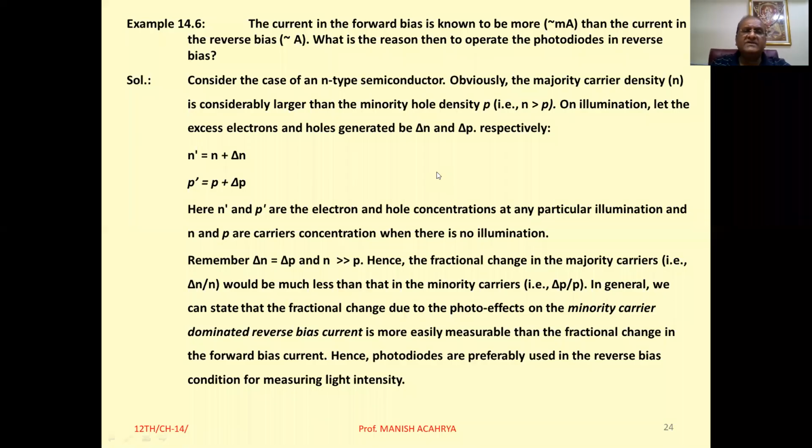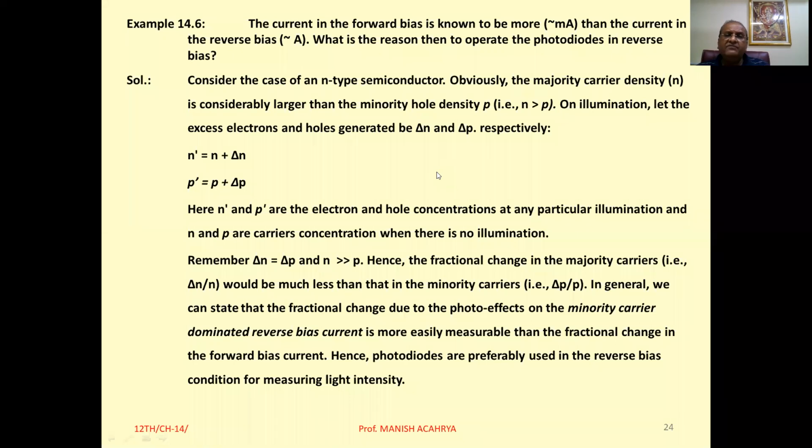Now example 14.6. The current in the forward bias is known to be more than the current in the reverse bias. What is the reason then to operate the photodiode in reverse bias? Okay. Now see here, if we consider N-type semiconductor, then in that the majority charge carriers are electrons, and we can say the number density of electrons is greater than the number density of holes.